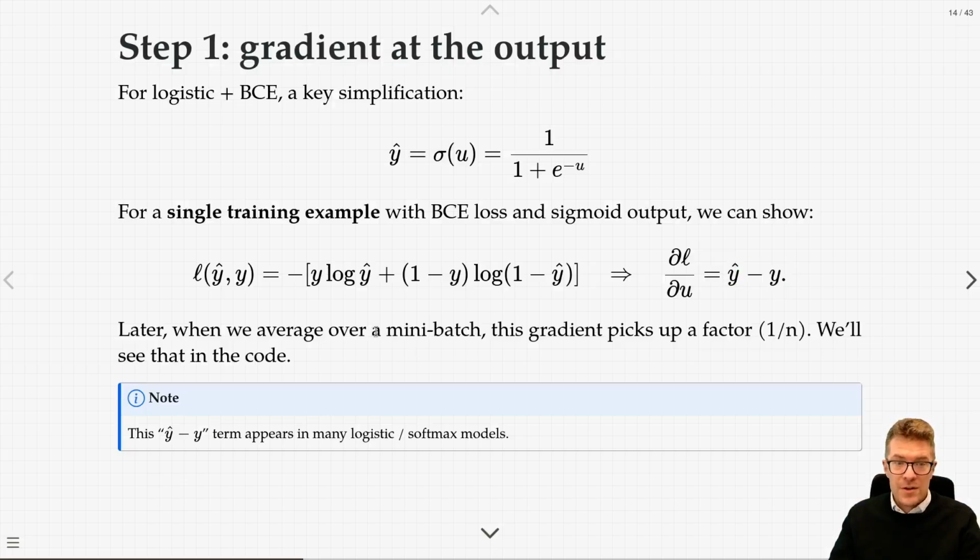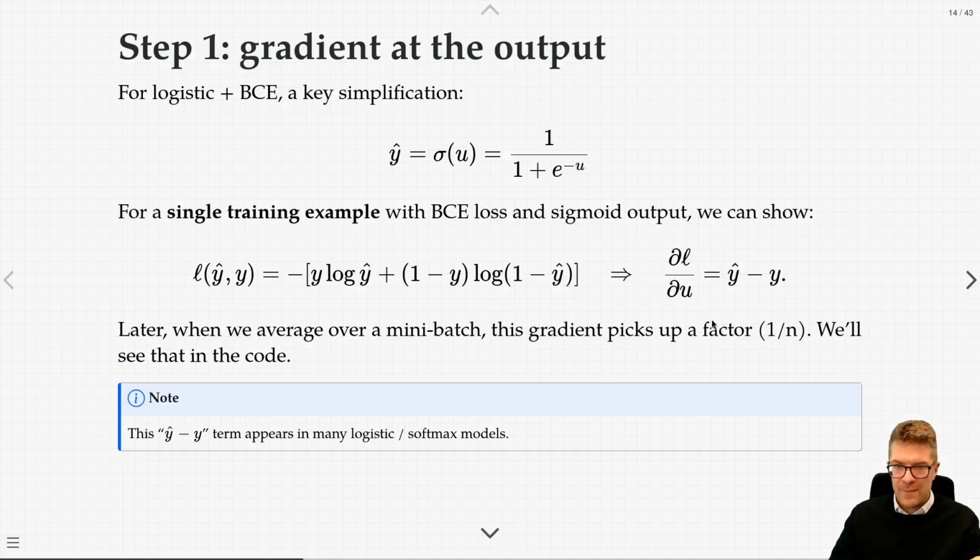So we're going to later use mini batches. We've talked about mini batches before. So this gradient in some code is going to pick up an extra factor 1 divided by n. I'm just mentioning it here because later on we're going to see this exact step in code in Python, and it's going to be confusing, where did this 1 over n come from? I thought it was just a simple subtraction, so I'm just warning you ahead of time so it doesn't seem weird later.